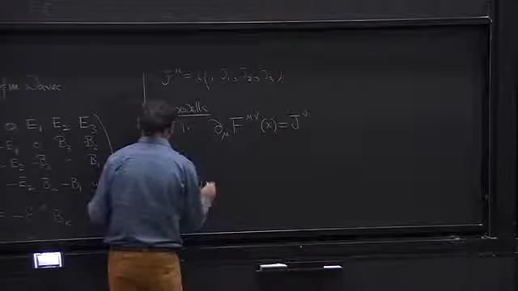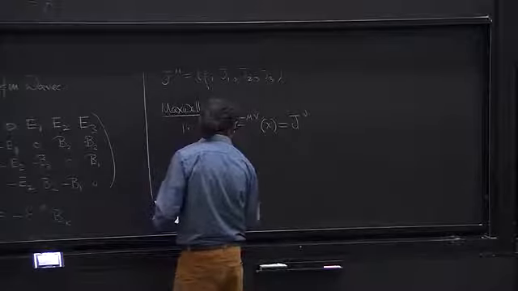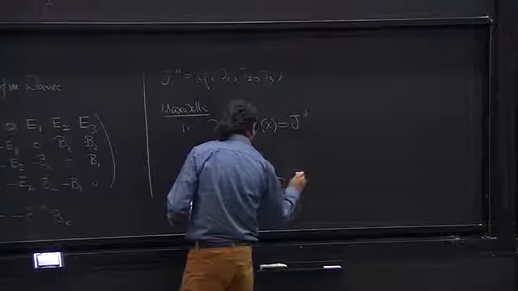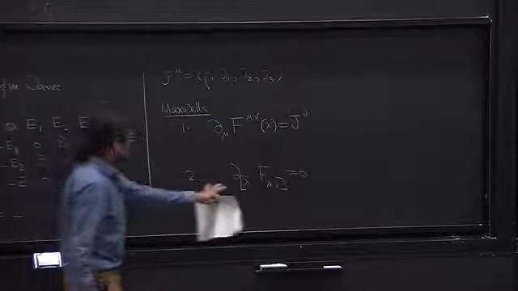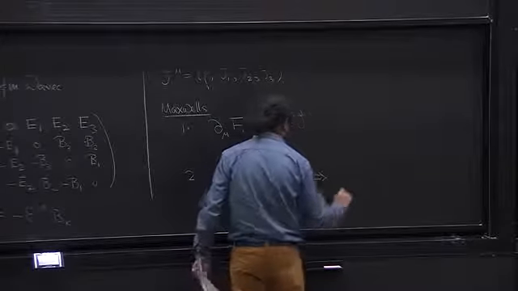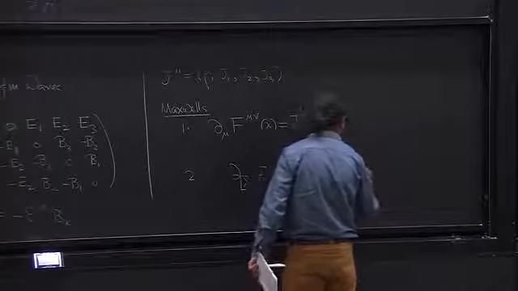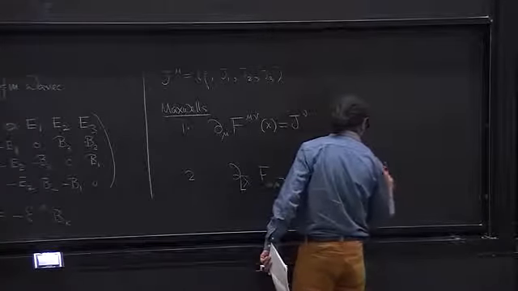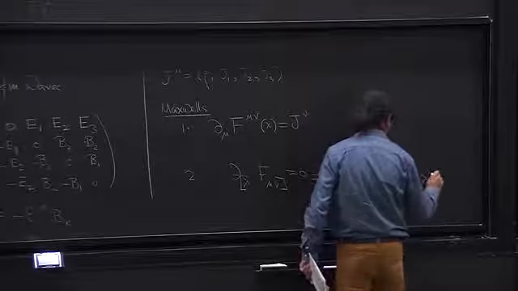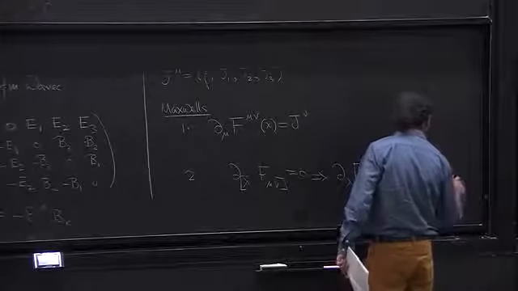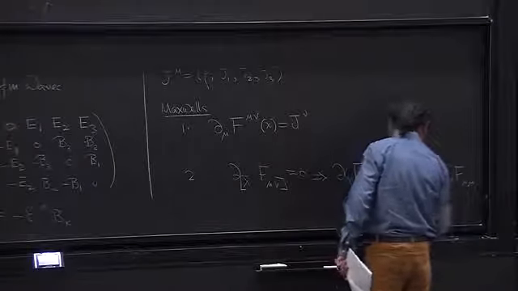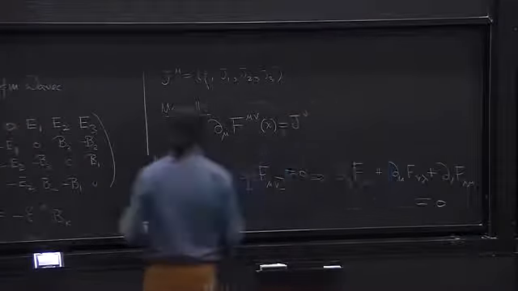And the second equation is this. Since F is antisymmetric in mu and nu, this equation can be rewritten using that fact. You can rewrite it like this, and that's often how this is presented. These are Maxwell's equations.